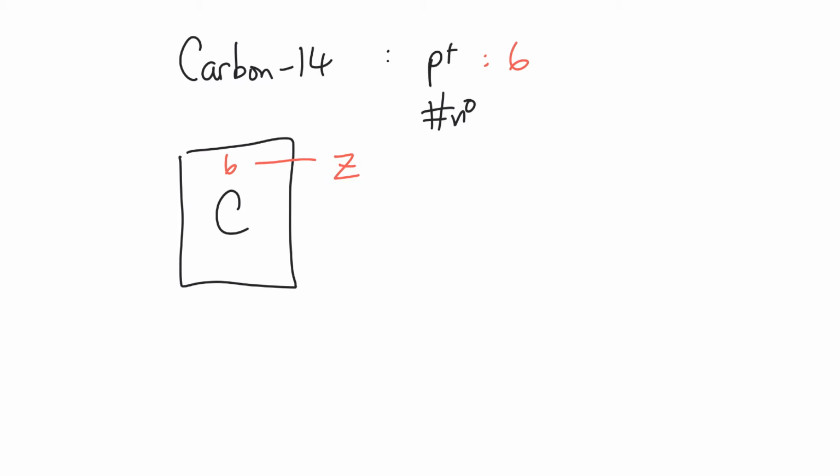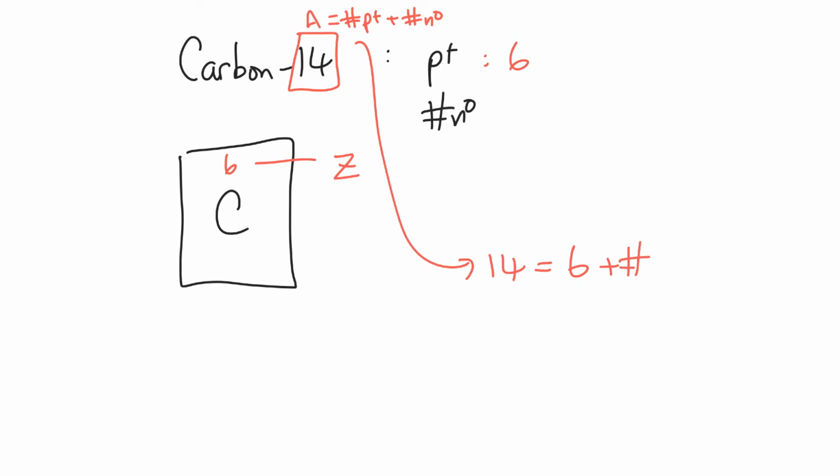Now, the 14 in carbon-14, that is the mass number. And the mass number, if you remember, is the number of protons plus the number of neutrons. So at this point we've got 14 is equal to the number of protons, 6, plus the number of neutrons. And so the number of neutrons is just the difference between 14 and 6, which is 8. Sometimes I find it easier to work backwards, and I just think, what would I have to add to 6 to get 14? And 8 is the answer, but I suppose it's a subtraction problem technically.